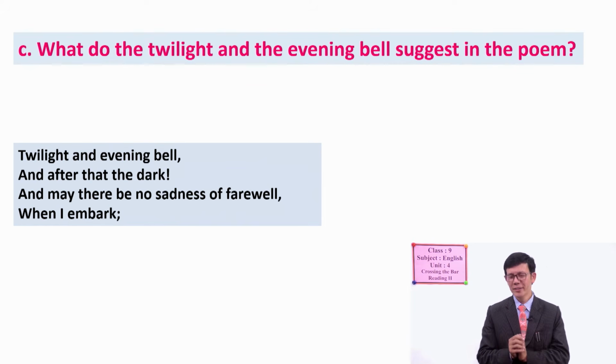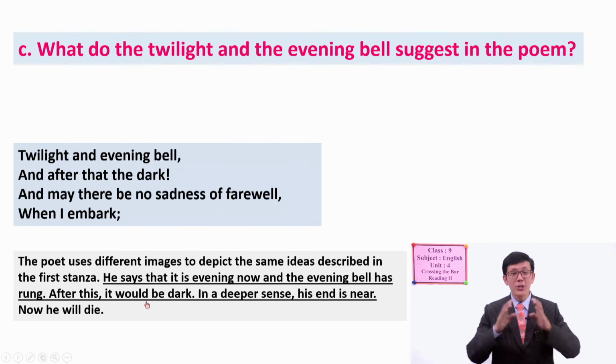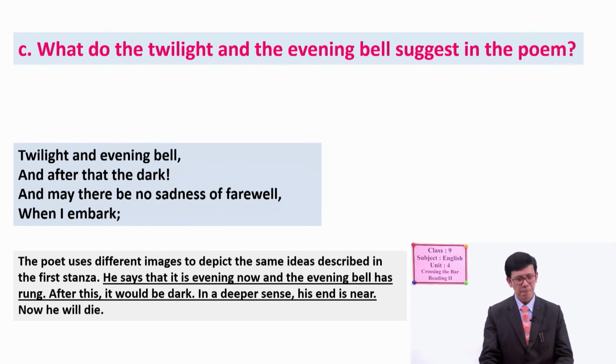You're pretty clear. The poet uses different images to depict the same ideas described in the first stanza. He says that it is evening now and the evening bell has rung. That means after this it would be dark. In a deeper sense, his end is near. Now he will die. You can simply find what the twilight or the evening bell means.